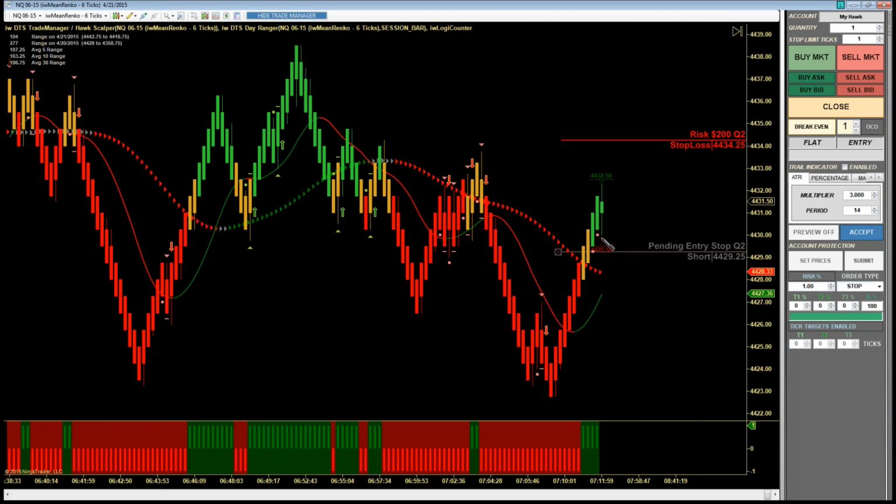Well, I'm looking for a test of the extreme, right? I haven't had the market test these lows before it heads higher. So that's what I'm looking for. I'm looking for a test of the lows. So I've just got the warning dot. In fact, I can tighten this up a little bit.